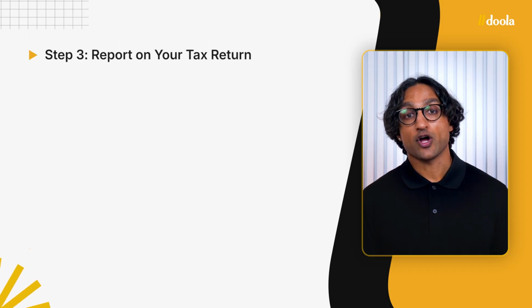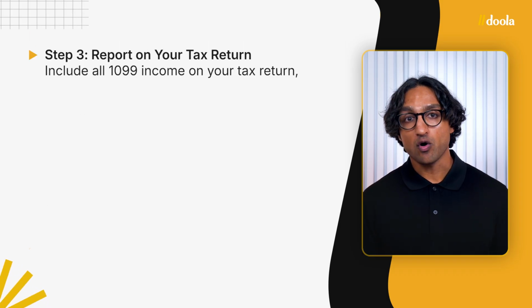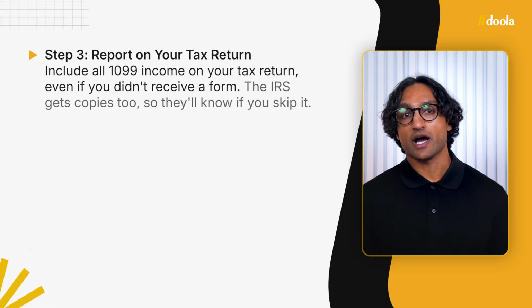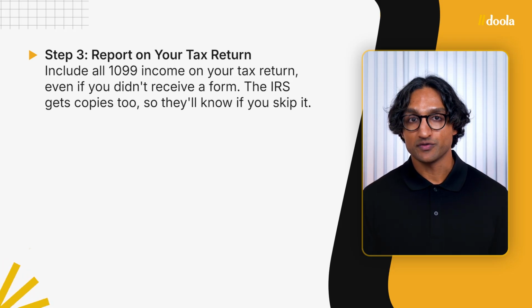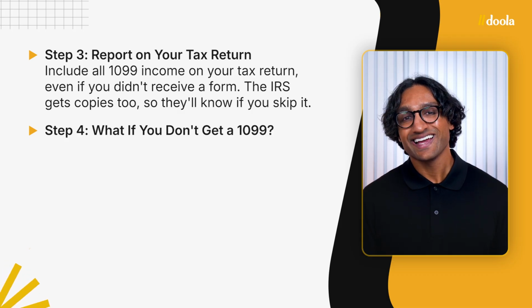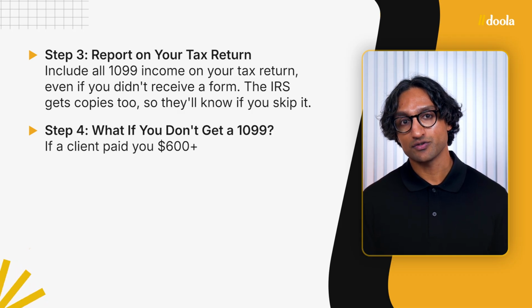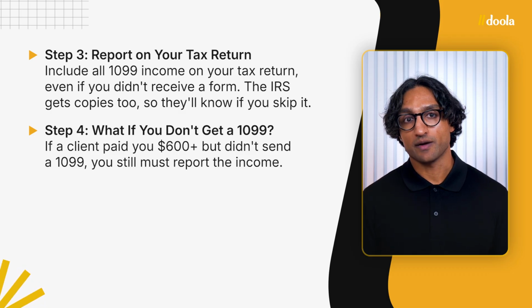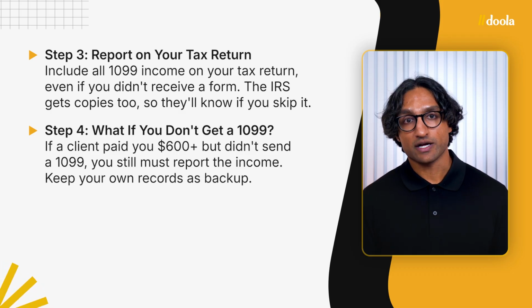Step 3, report on your tax return. Include all 1099 income on your tax return even if you didn't receive a form. The IRS gets copies too, so they'll know if you skip it. Step 4, what if you don't get a 1099? If a client paid you $600 but still didn't send you a 1099, you still must report the income. Keep your own records as backup.